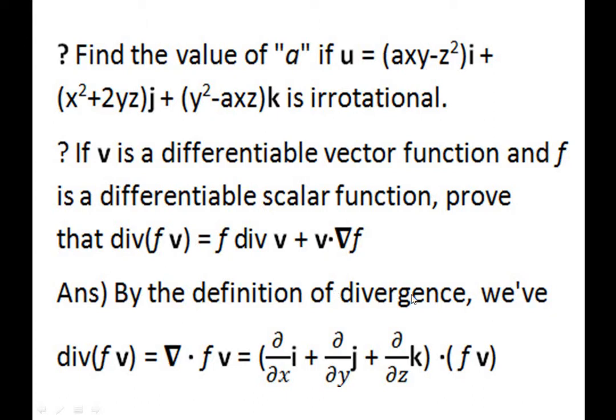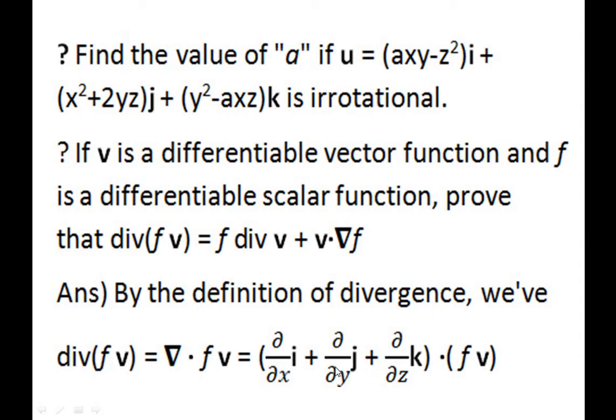Then by the definition of divergence, how can we write the divergence of a vector function? Suppose our function is f, then divergence of f is denoted by del dot f. Here, instead of f we have f into vector v, that is, divergence of fv equals del dot fv, where del is the gradient vector, that is, dou by dou x i cap plus dou by dou y j cap plus dou by dou z k cap, dot fv. That is the dot product of two vectors, the gradient vector and the vector fv.